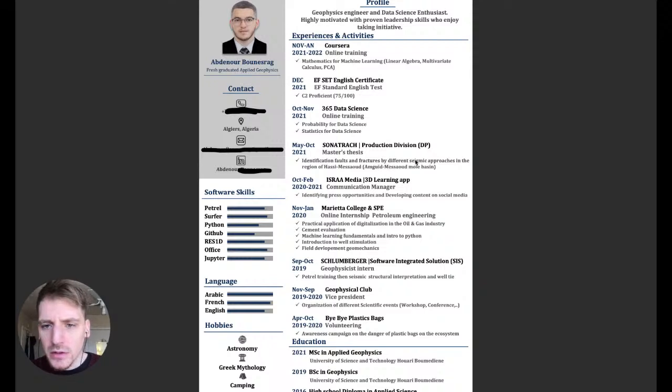Identification of faults, factors. Okay, so for example, this is the master thesis. Probably for the master thesis you have started from something and you've gotten a result. So I would encourage you to put some numbers on what you have achieved by different seismic approaches: identification of faults and fractures by different seismic approaches in the region of Hassi Messaoud.